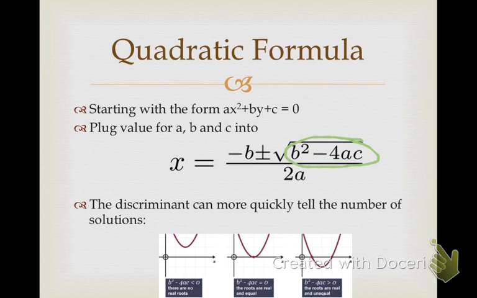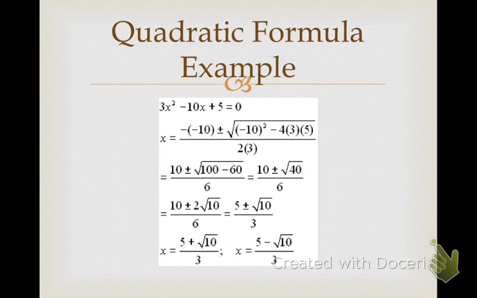If it's less than 0, you get no real solutions. If it's equal to 0, you get 1 real solution. And if it's greater than 0, you get 2 real solutions. Press pause if you'd like to copy down an example of using the quadratic formula.